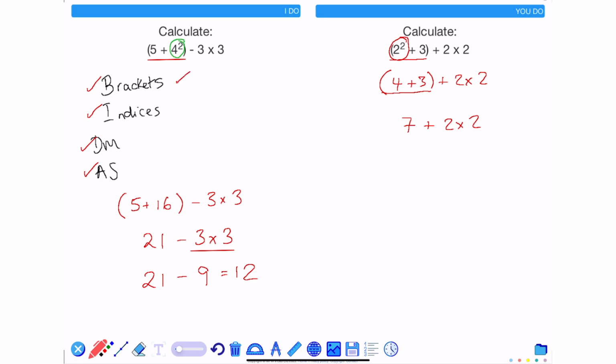So I've done the brackets, any powers, and now I need to focus on the division and multiplication. There's one multiplication, and 2 times 2 is 4. Addition, 7 plus 4 is 11, and I've now arrived at my final answer.